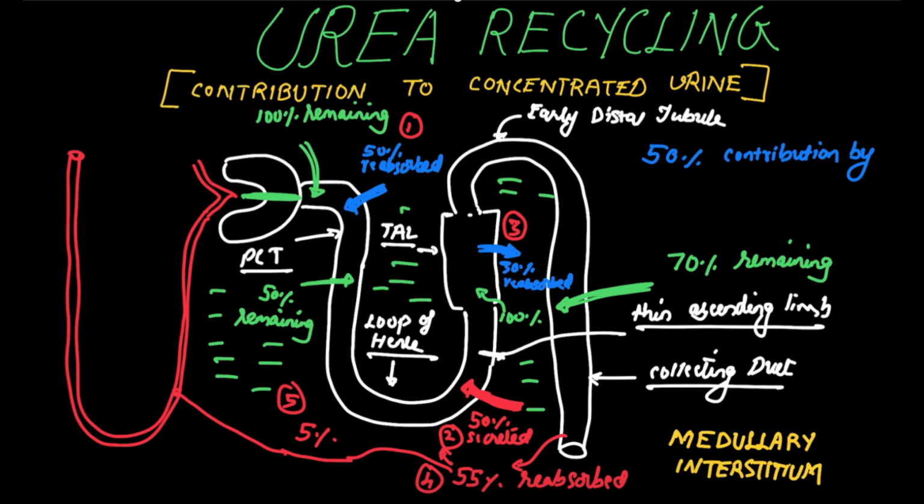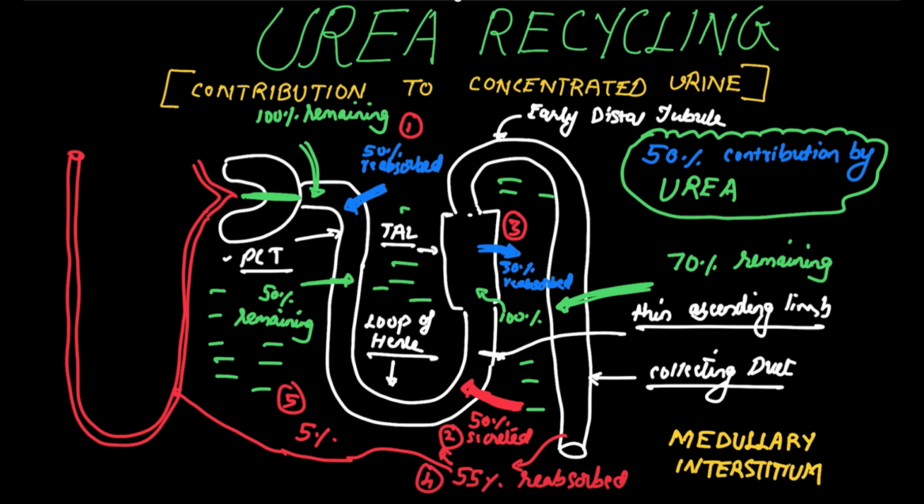So at the end of the proximal tubule, there is 50% of the urea, and 50% is secreted in the thin ascending limb. In the thick ascending limb, 30% is reabsorbed, 70% remains in the collecting duct, out of which 55% is reabsorbed, and thus it is recycled. So this is the story of urea in the nephron.